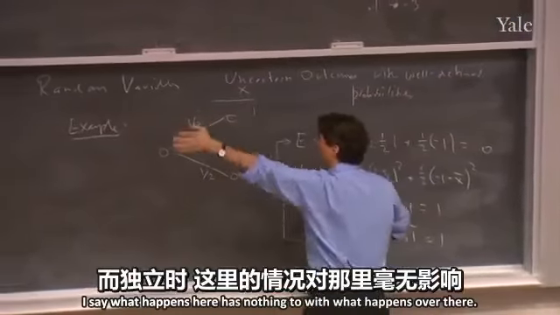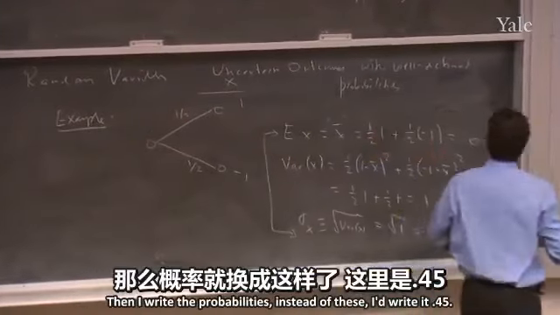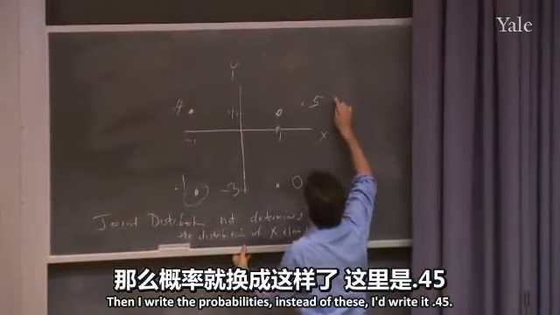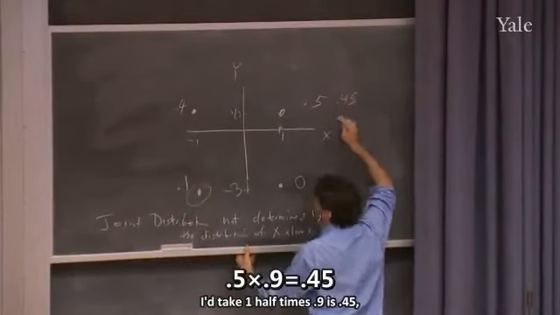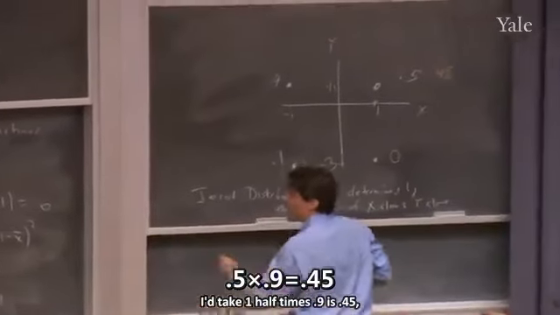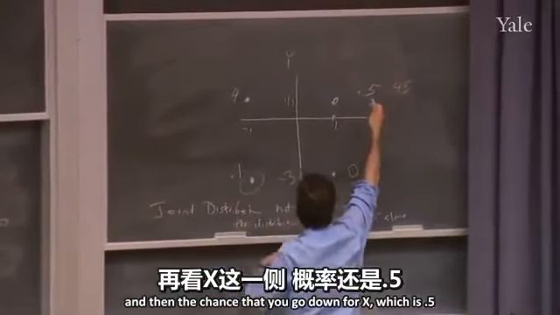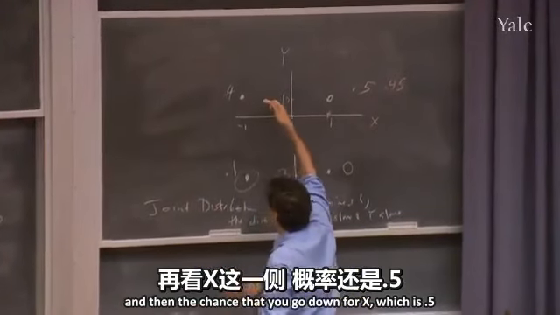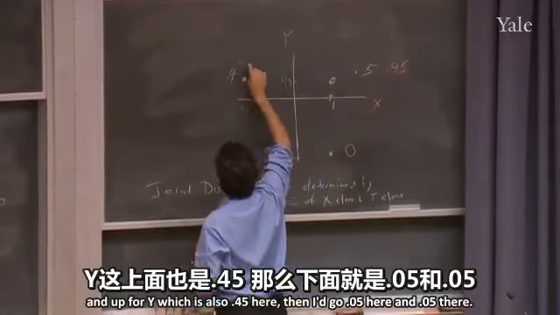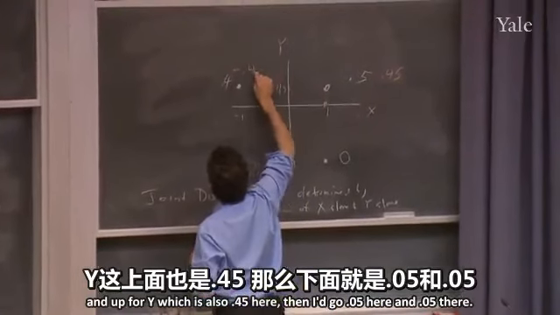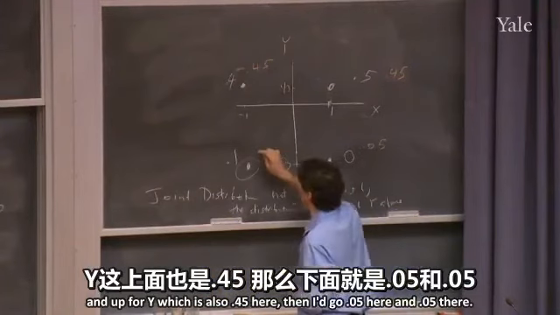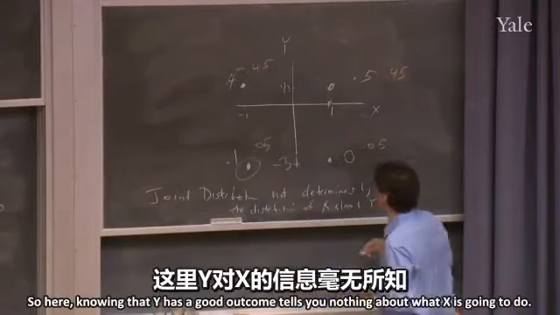I say what happens here has nothing to do with what happens over there. Then I'd write the probabilities. Instead of these, I'd write 0.45. Okay, I take a half times 0.9 is 0.45, and then the chance that you go down for x, which is 0.5, and up for y, which is minus 0.4, which is also 0.45 here. Okay, then I'd go 0.05 here and 0.05 there.